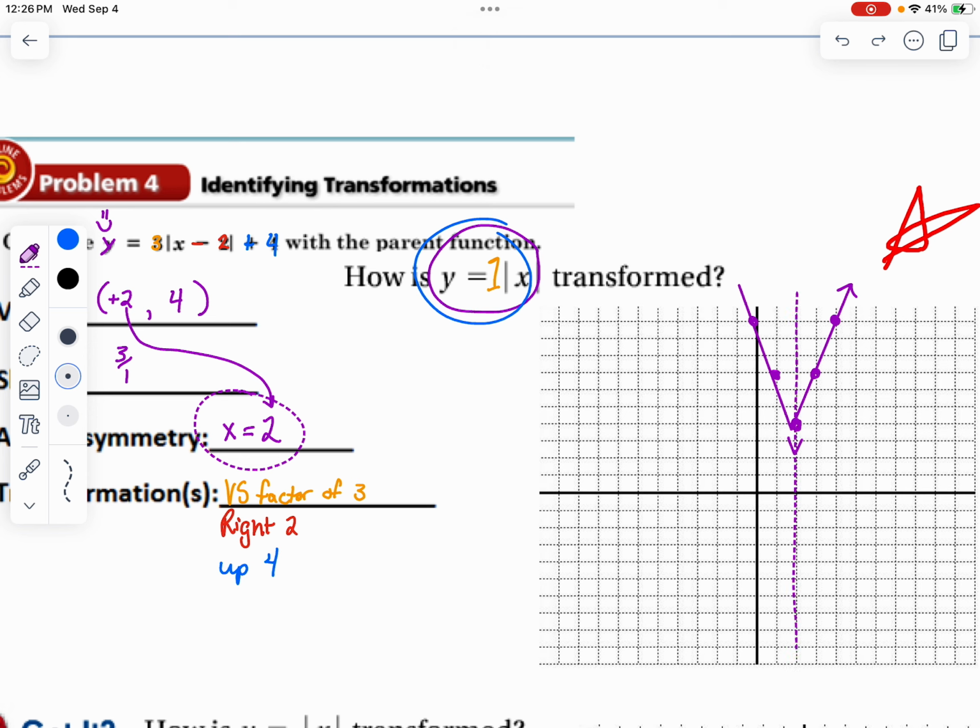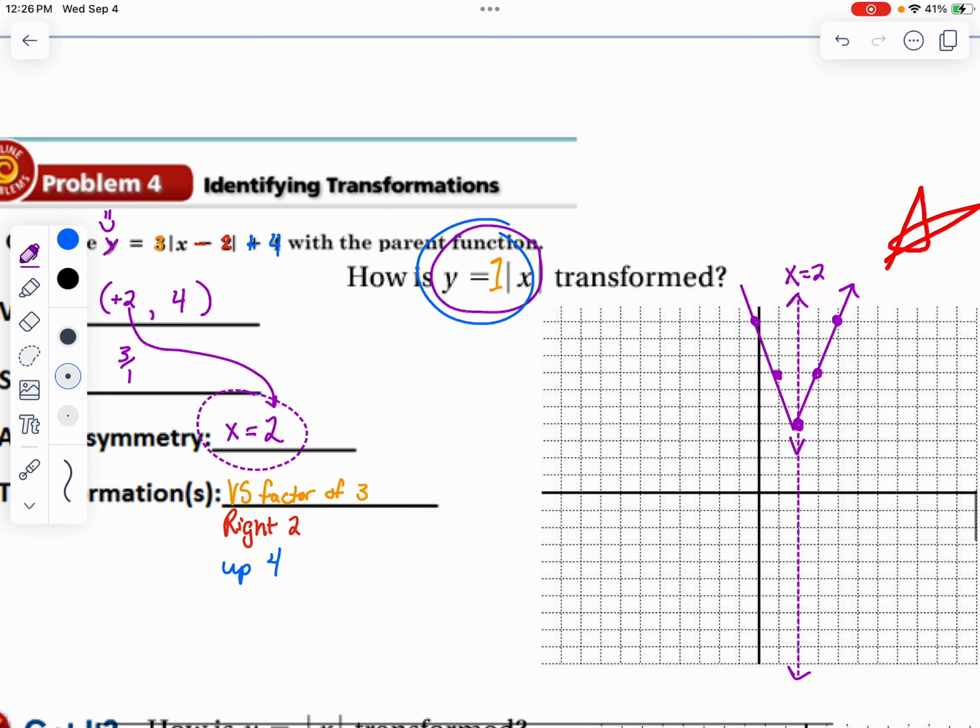Sorry, it was really messy. There you go. And that is the equation of x equals 2. All right, and I'm hoping you can see that this does look like the graph has been stretched vertically. It's kind of a tall, skinny graph. I'm hoping you can see it got moved to the right and then it got moved up. So you can see the transformations come alive.